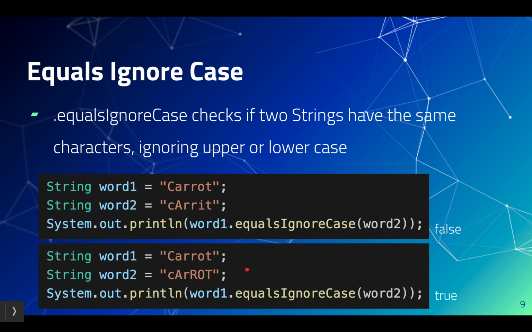In the next one, all the characters are the same, but word2 has different capitalizations. Since we're ignoring case, it'll still print true. If we had used the normal equals method here, it would have printed false because .equals makes sure that casing is also the same.